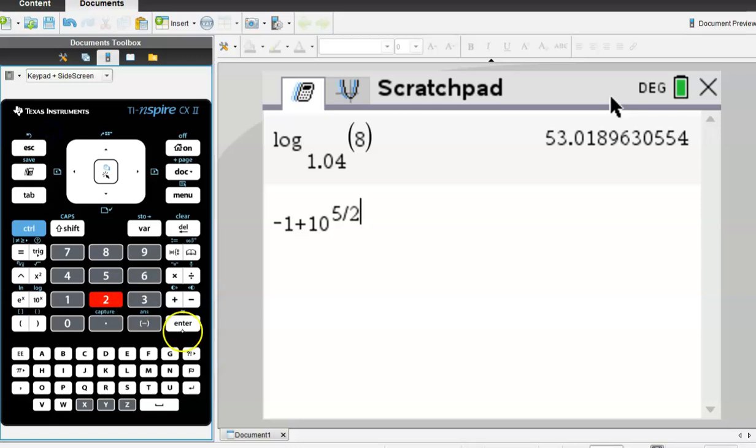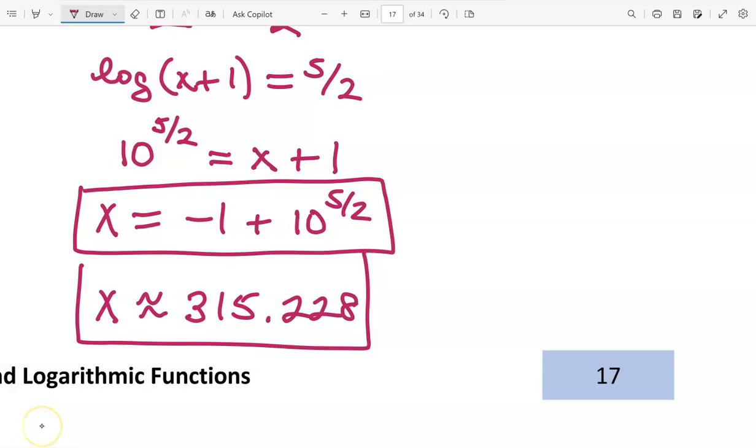It's 10 to the 5/2 power, which is 315.228 as the approximate solution, rounded to the nearest thousandth.